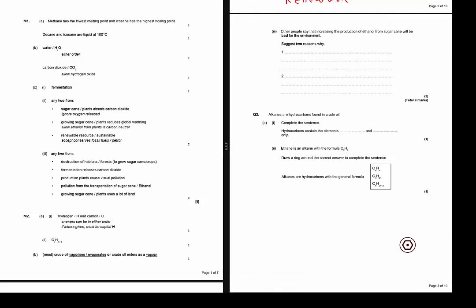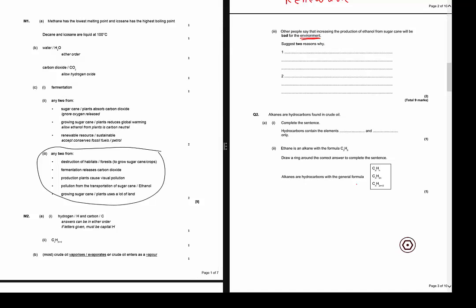Next question asks to identify two possible bad reasons for producing ethanol in the environment. Make sure your answers relate to the environment. You do not know how much this process costs. Any reference to costs would not gain you any marks.